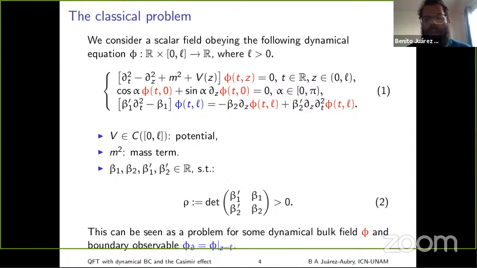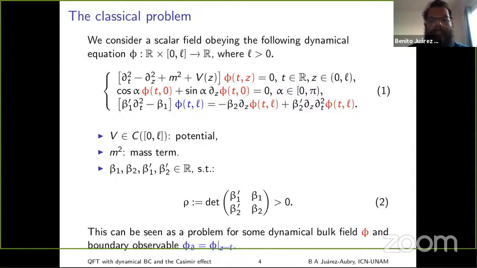The more interesting boundary condition is at endpoint L, where we have this dynamical boundary condition that I was talking about. Notice on the left-hand side, we have a beta 1 prime and then a second order time derivative. In more dimensions, this would look like a wave equation, but here it looks like an oscillator kind of equation. And the minus beta 1 term looks like a mass term.